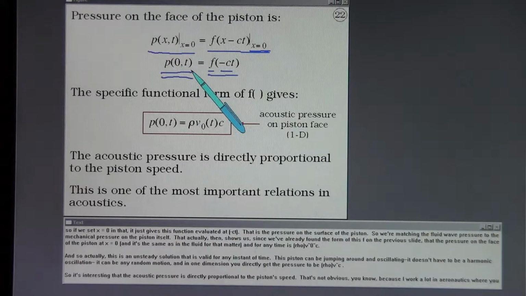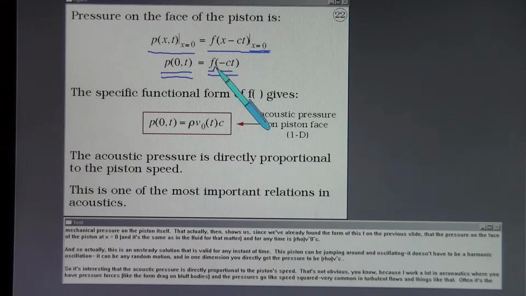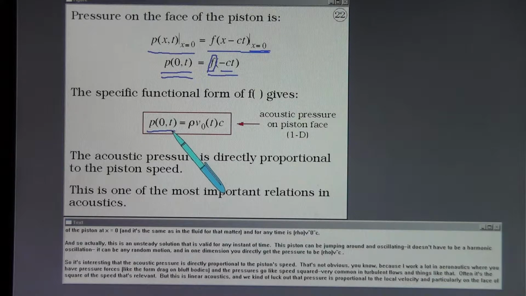And that actually then shows us, since we've already found the form of this F on the previous slide, that the pressure on the face of the piston at x equals 0, and it's the same as in the fluid for that matter, and for any time, is rho v0 c. And so actually this is an unsteady solution that is valid for any instant of time.